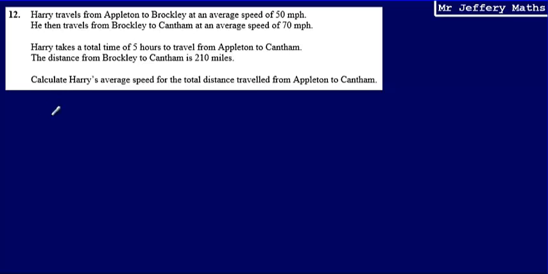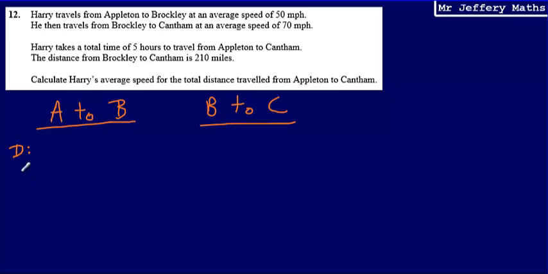So what I'm going to do is write down a few details about each of those two journeys. So from A to B and then from B to C. So Appleton to Brockley and then Brockley to Canton. Because this is a question about speed, distance and time, I'm going to write down each bit of information that I know about the two journeys. So distance, speed and time.